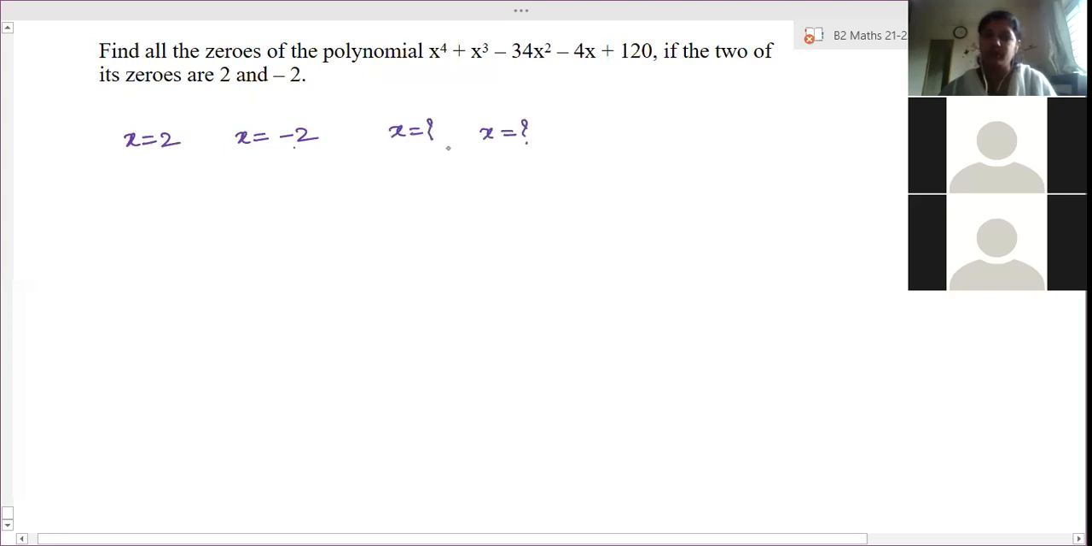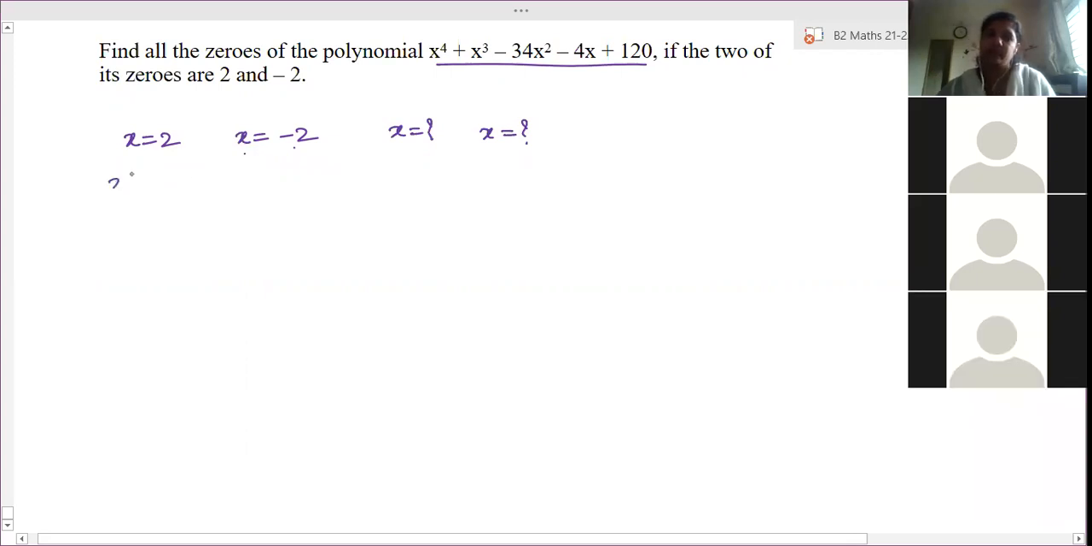Then only the product of these 4 will become this polynomial. So what are the factors? If x is equal to 2 and x is equal to minus 2, then the factors will be x minus 2 and x plus 2. Here x equal to 2 means you transfer the 2 to the LHS, so it becomes x minus 2. In this case it is x plus 2.